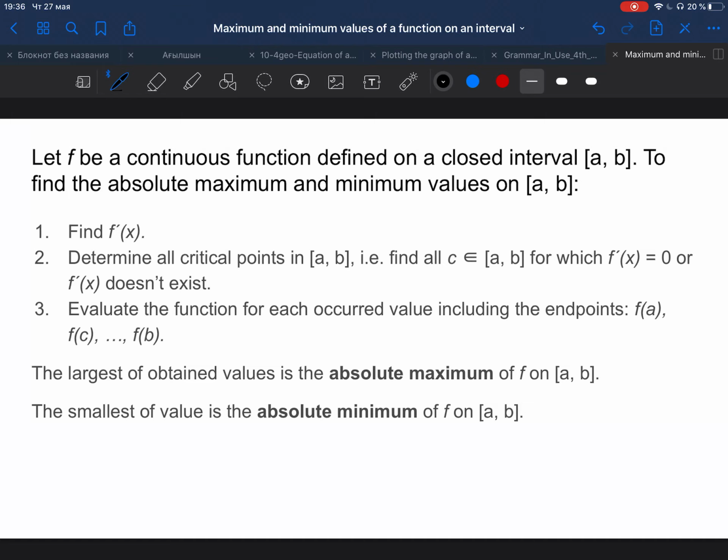The third step: evaluate the function at each critical value, including the endpoints: f of a, f of c, etc., f of b. The largest of the obtained values is the absolute maximum of f on the given interval [a, b]. The smallest value is the absolute minimum of f on the interval [a, b].